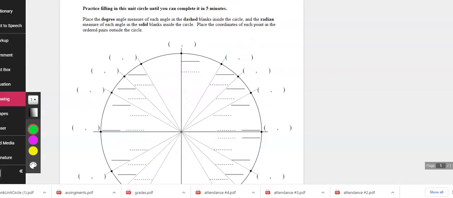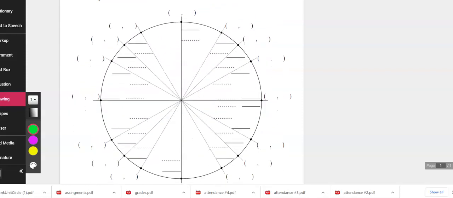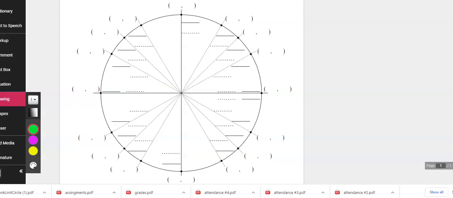Hey guys, this is Coach Lowe, and we're going to talk about the unit circle. So if you missed class or if you just need a little refresher, here it is.